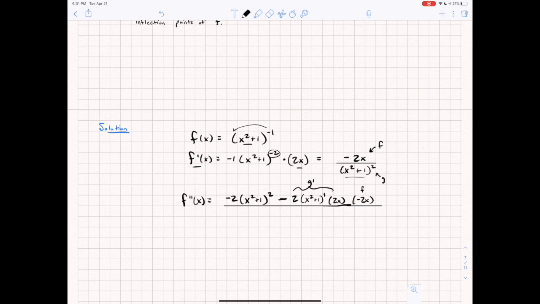So here's my f. I just didn't want you to get confused by that extra 2x here. Remember, it came from doing the chain rule for this denominator. I have to multiply by the derivative of the inside. And that's where that 2x comes from again. All right, so I'm just going to get that out of the way.